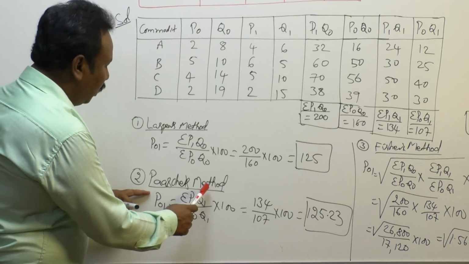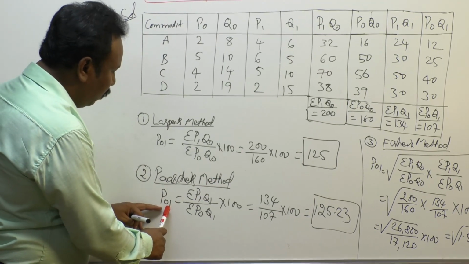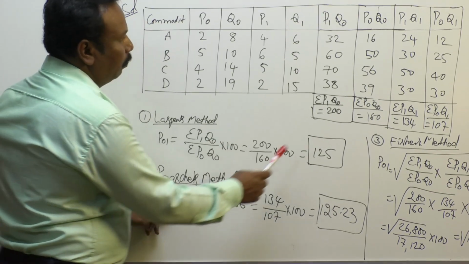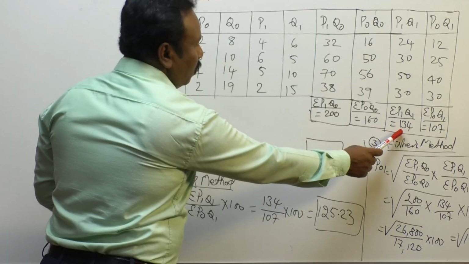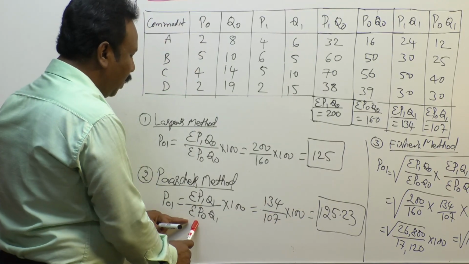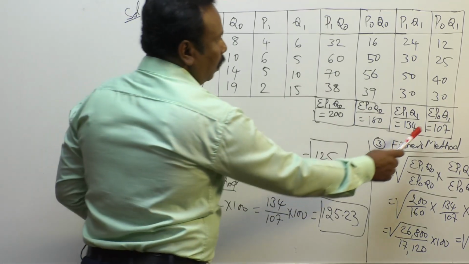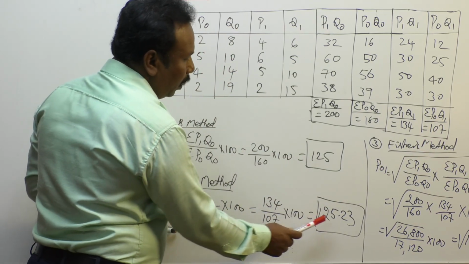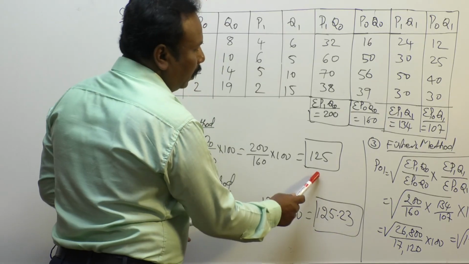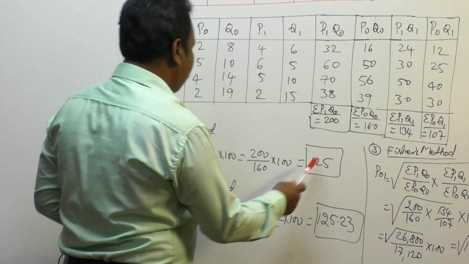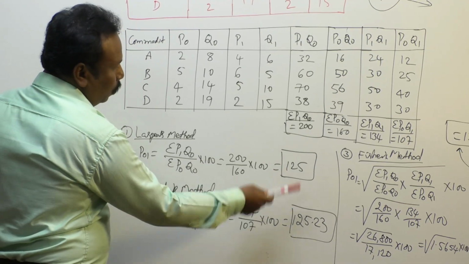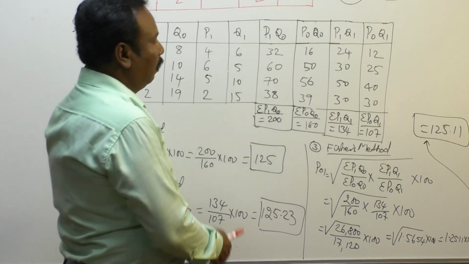Then Paasche's method: price index value P01 equals summation of P1 Q1, that is 134, divided by summation of P0 Q1, 107. So 134 divided by 107 into 100 is 125.23. There is a slight difference, 0.23, between Laspeyres' and Paasche's methods. Multiplication of these two will give the Fisher index method.